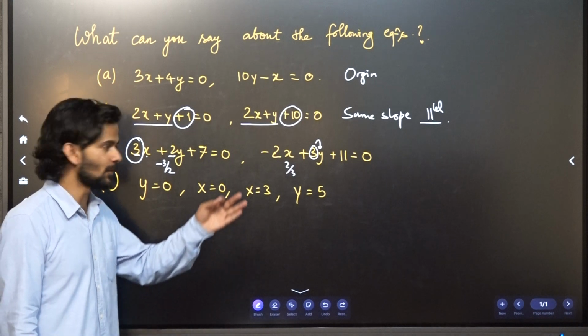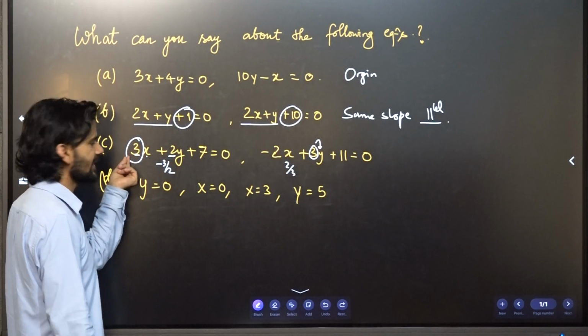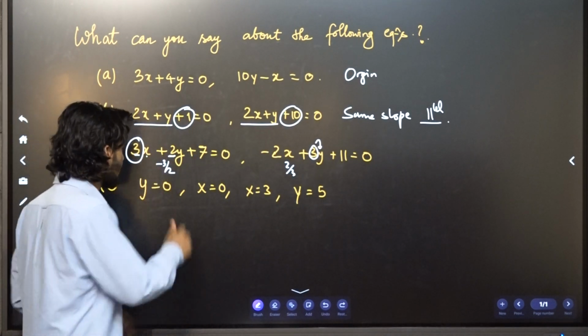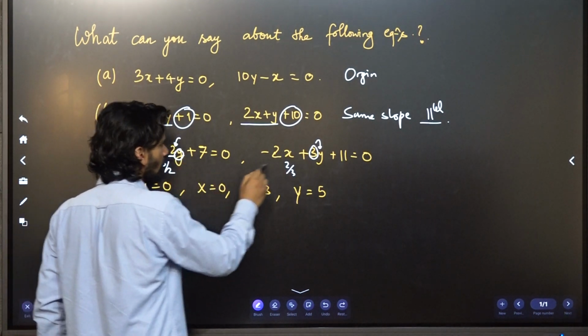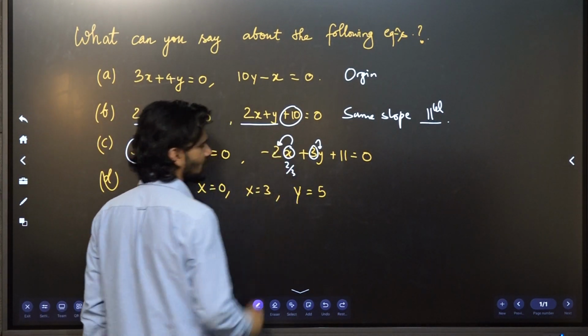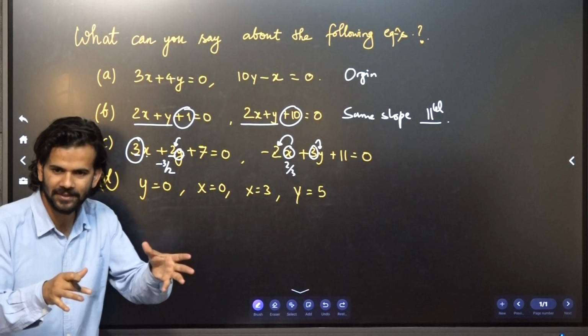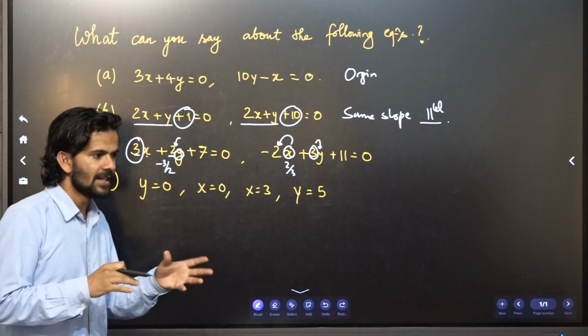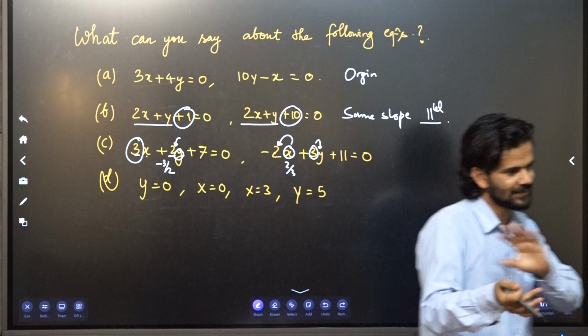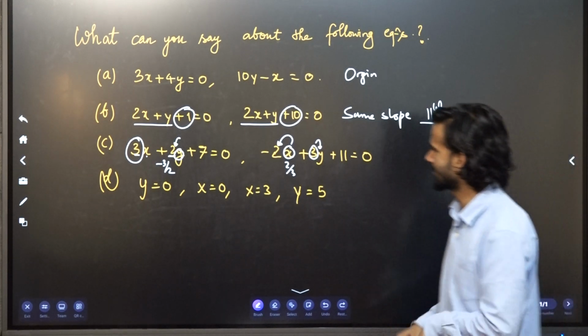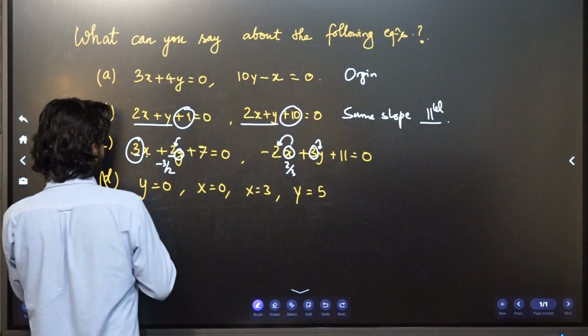The coefficient of y is 3, the coefficient of x is 3 in this one. The coefficient of y is 2, the coefficient of x is 2. There is something interesting, right? That means there is an exchange of coefficients. Coefficients are exchanging.